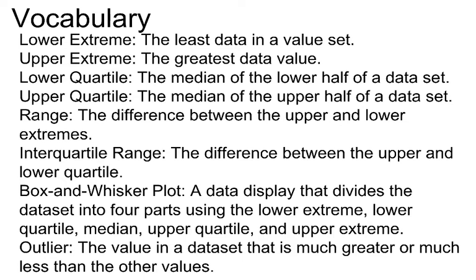The range, of course, is the difference between the upper and lower extremes. In other words, the highest number subtracted by the lowest number. The interquartile range is the difference between the upper and lower quartile. A box and whisker plot is a data display that divides the data set into 4 parts using the lower extreme, lower quartile, median, upper quartile, and upper extreme. An outlier is a value of a data set that is much greater or much lower than the other values. Go ahead and pause the tutorial to copy down your notes.